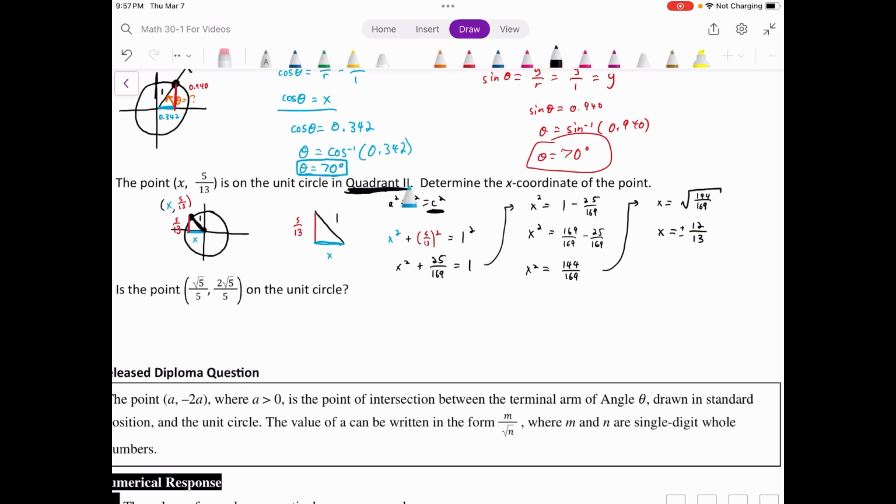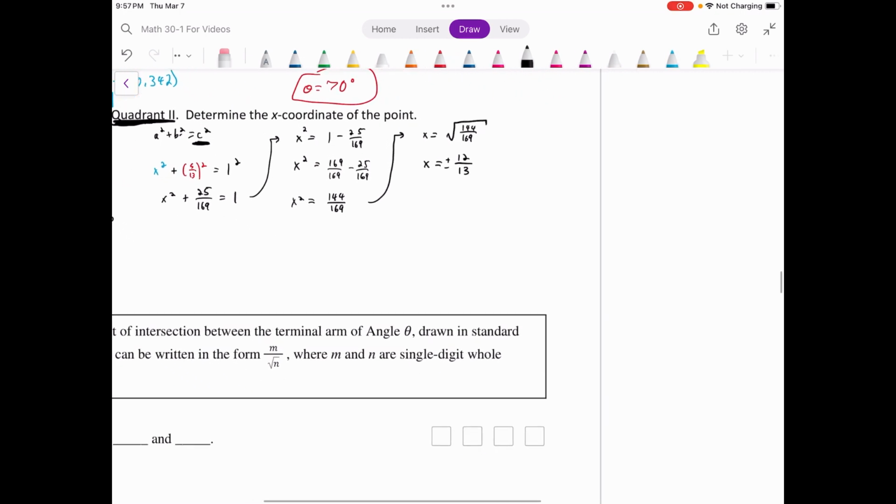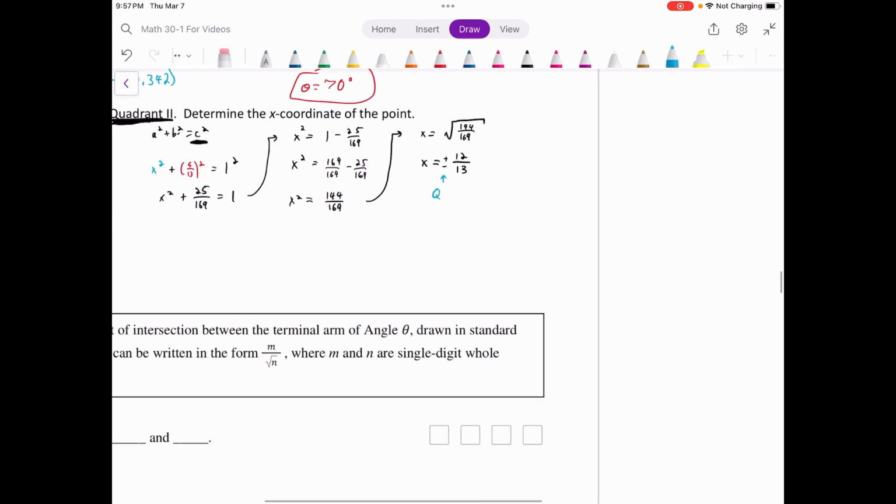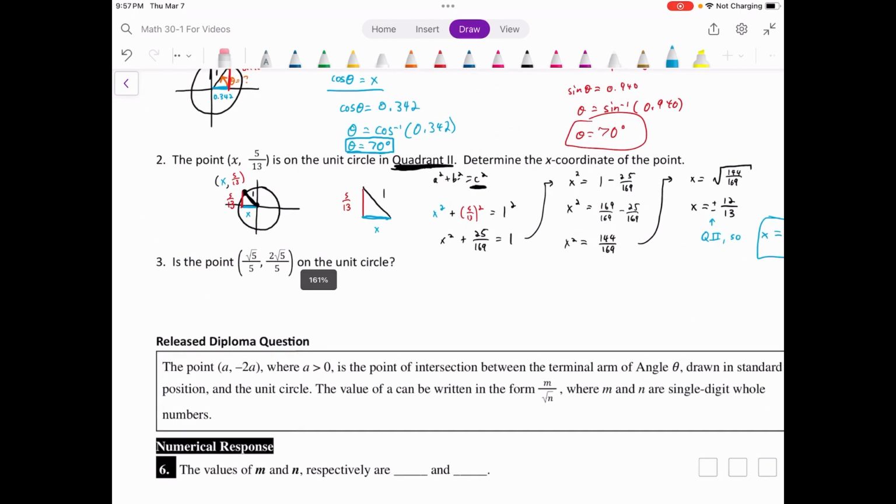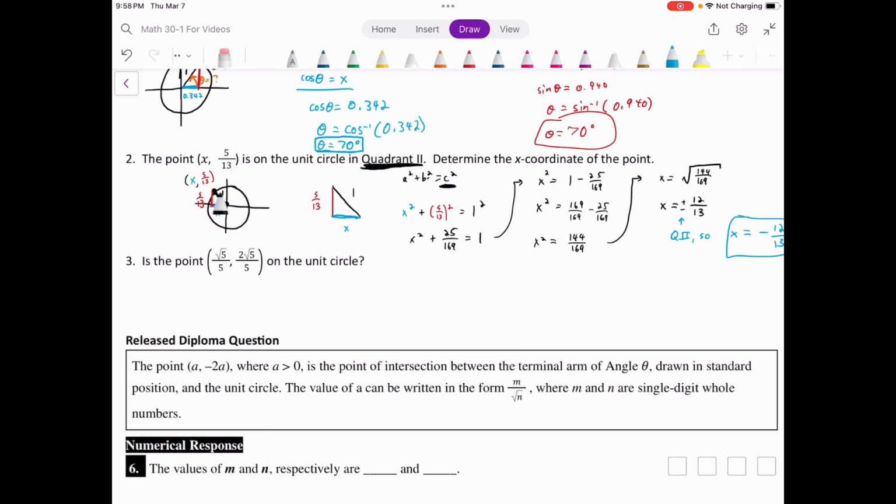If this had said in quadrant 1, that would be perfectly valid. The negative would be wrong and the positive would be right if this had said quadrant 1, okay? But it didn't. We're in quadrant 2, so y is positive like we'd expect, but x should be negative. So x is negative 12 over 13. So the coordinates of this point that intersects with the unit circle must be negative 12 over 13, 5 over 13.